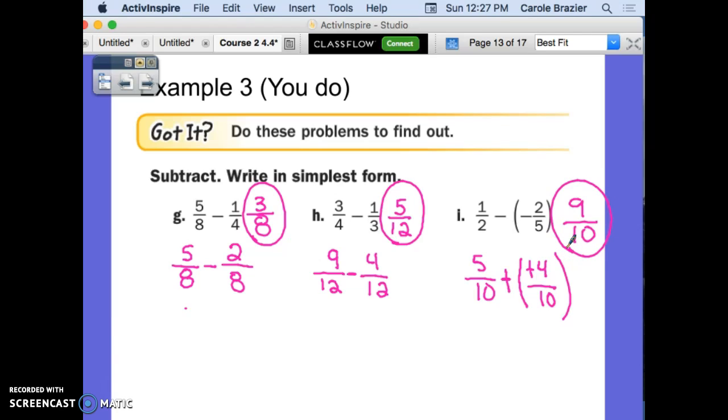Okay? If you have any questions, please make sure you write them in your notes so we can cover them when we get back. I would write at least G and I in my example, so that way you have one of each: one with a positive, and one with a negative.